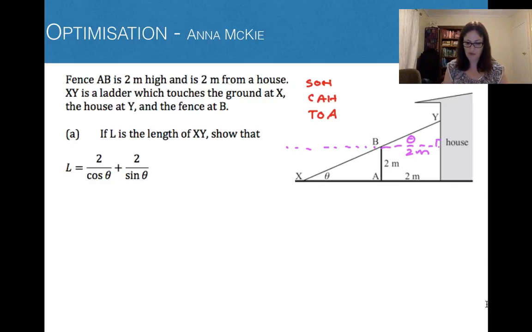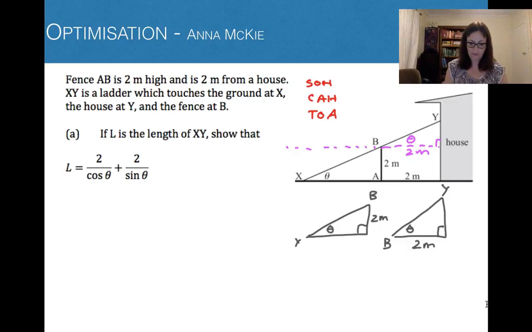I find that quite helpful to draw, again, the triangles you're working with, even if it's just a little sketch. So the first one we've got X to B, the next one we've got B to Y. Put in our theta, put in our known lengths, 2 meters on this one, 2 meters down there. And so that's an X. We want to know, let's call this L1 and L2, and we're going to add them together to get the total. Remember how to label a right-angled triangle.